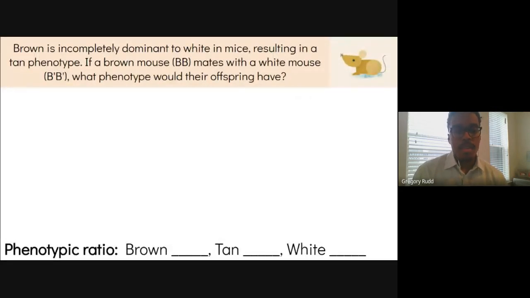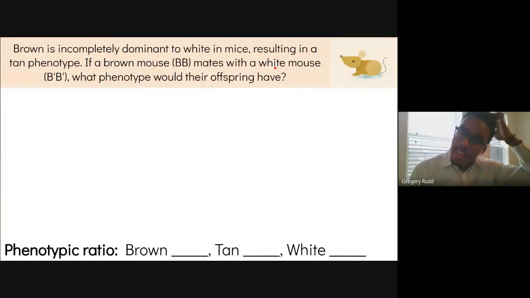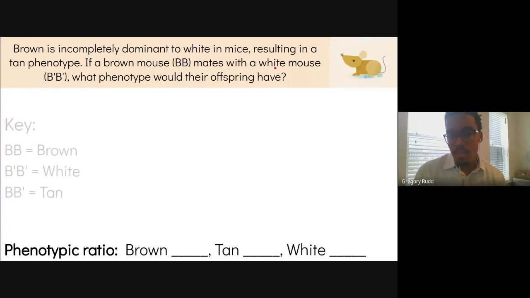So the first problem says, brown is incompletely dominant to white in mice, resulting in a tan phenotype. If a brown mouse mates with a white mouse, what phenotype would their offspring have? All right, so the cool thing about this is that they gave us the genotypes of the parents. So we really don't need to work too hard mentally or intellectually to figure that out. They gave it to us.